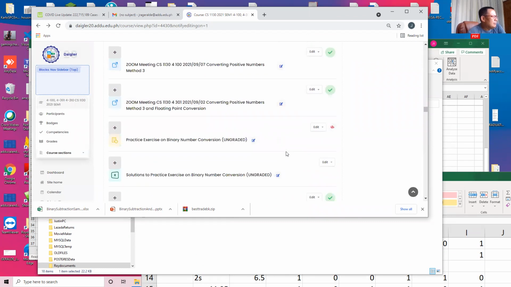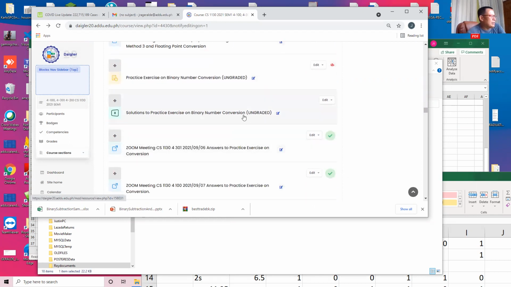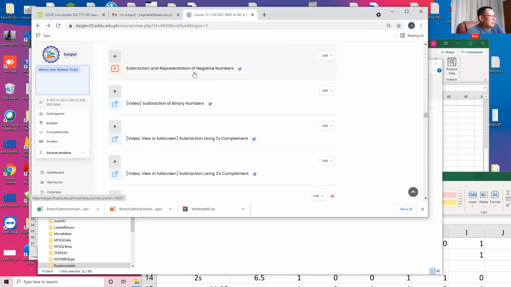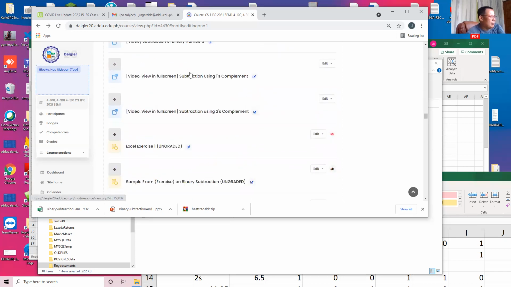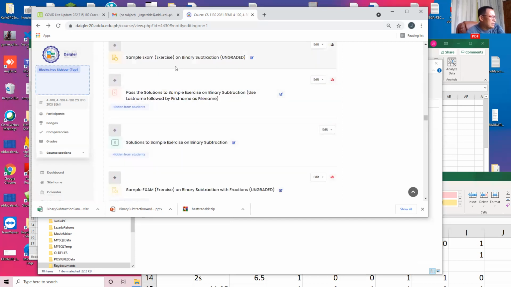This is a practice exercise. These are the solutions to the practice exercise and negative numbers. Okay, subtraction. This is a slide which you can download. There's an Excel exercise. This is different. This is the sample exercise. You go through this too, but this is an exercise in Excel. But the sample exercise is here.